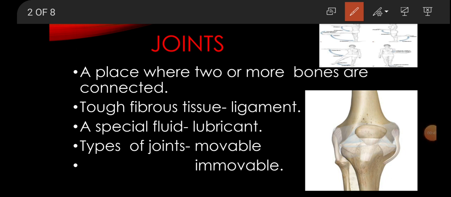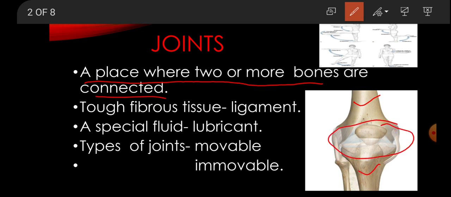So, what is a joint? A place where two or more bones are connected is called a joint. Look at this picture here. These are two bones. These are connected at this point, and this point is called a joint. With the help of this joint, we can move some parts of our body.